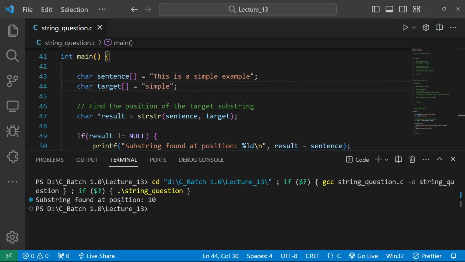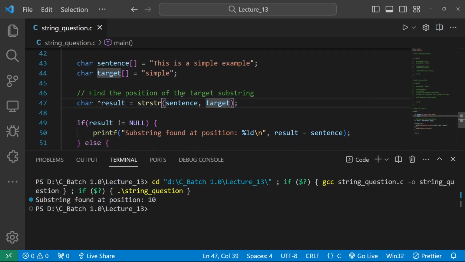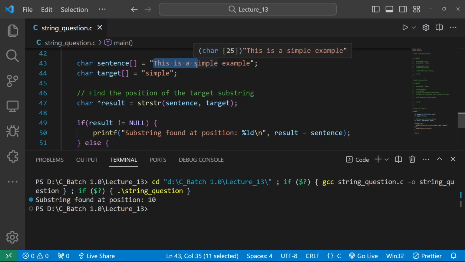Okay, you can see I got an output that the substring was found at position 10. Let me count: 0, 1, 2, 3, 4, 5, 6, 7, 8, 9, 10. Exactly at position 10 my S is present, and it is saying that the word simple starts from position 10. Spaces are also counted as an index, as a position.